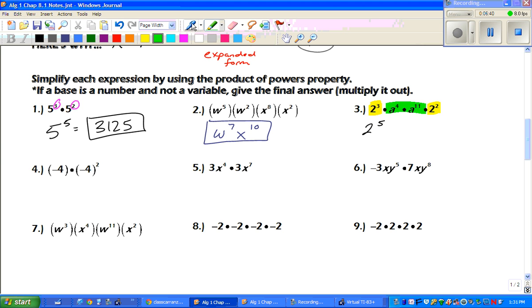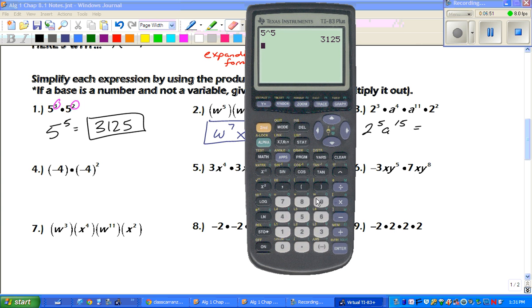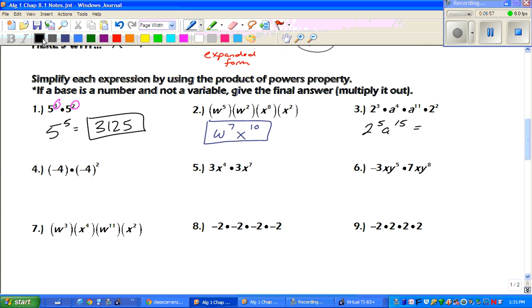And our a's right here, a to the 15th, okay? Now, we can actually simplify that because we can do 2 to the 5th power. We can find out what that number is, and that number is 32, okay? So we have 32, but the a to the 15th, that stays the same.